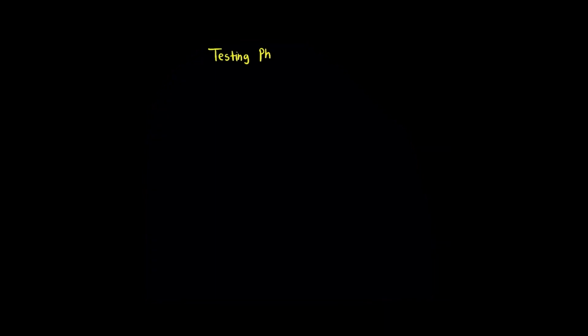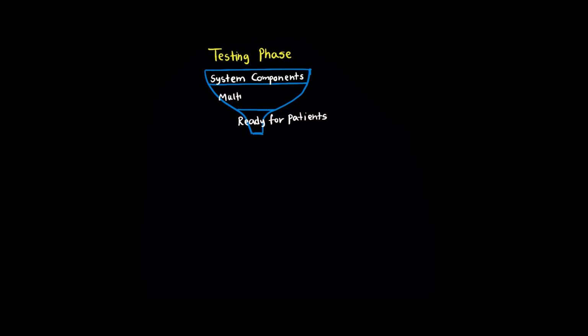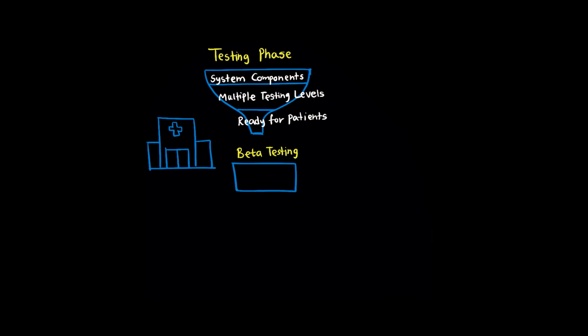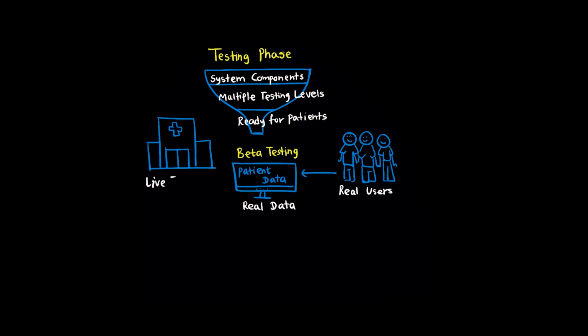Let's break down the different types of testing in health IT implementation. Testing is all about validation, making sure the system actually works before you put it in front of real patients. There are different levels of testing, each serving a specific purpose. Beta testing is the final validation phase where you use real patient data and real end users in a live environment to see how the system performs under actual clinical conditions. It's like a dress rehearsal with the actual cast and real costumes before opening night.